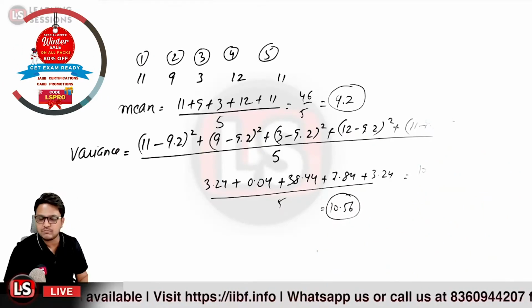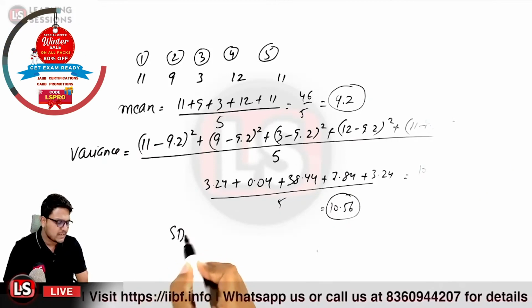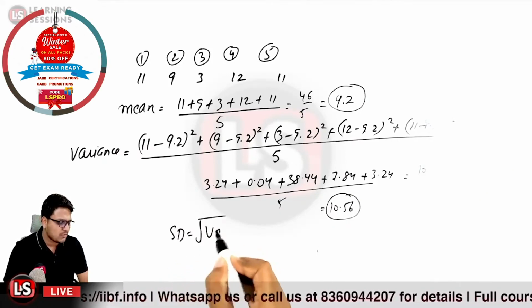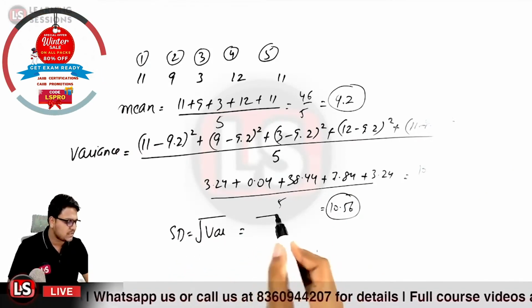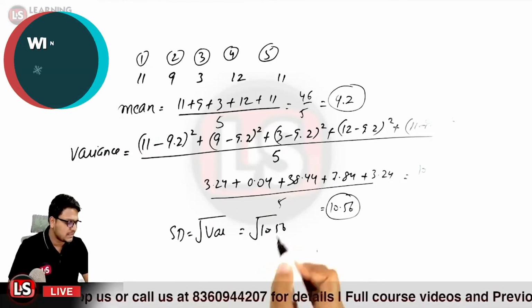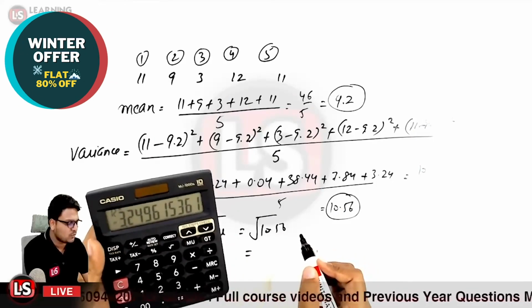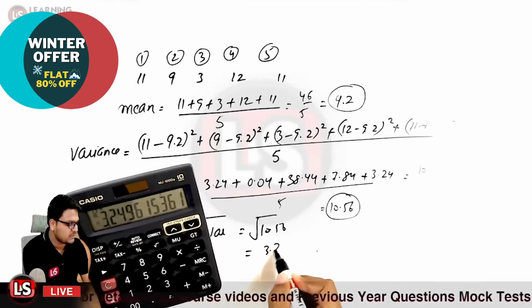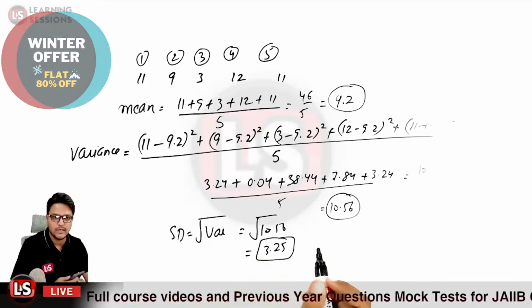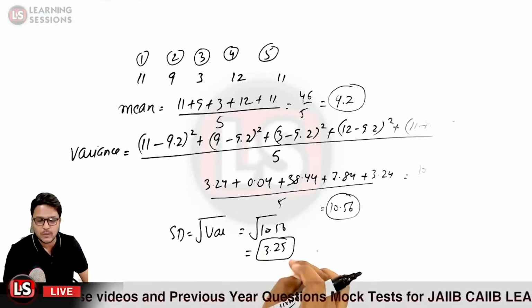Is it clear? Okay, so now what will be the standard deviation? Standard deviation is equal to the square root of the variance. Now the square root of 10.56 comes out to be 3.2496. We can rewrite it as 3.25. Is it clear how we calculated the standard deviation?